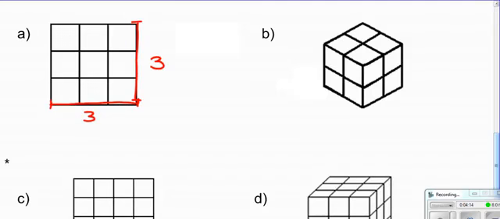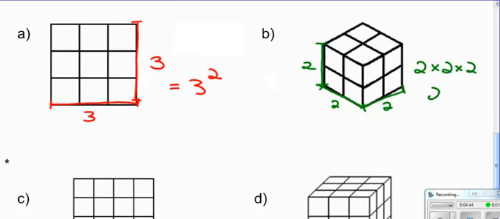It's a length of 3 in the shape of a square. So this picture represents 3 squared, or 3 to the power of 2, because it's 2-dimensional. When we look at B, we have a cube, and we have a length of 2, a width of 2, and a height of 2. And so we have a figure that is 2 by 2 by 2, or 2 to the power of 3, 2 cubed.